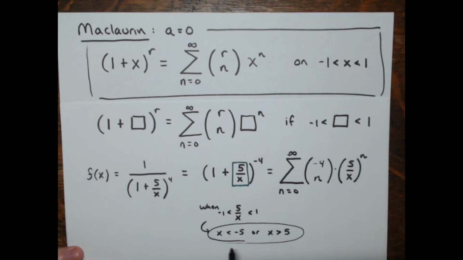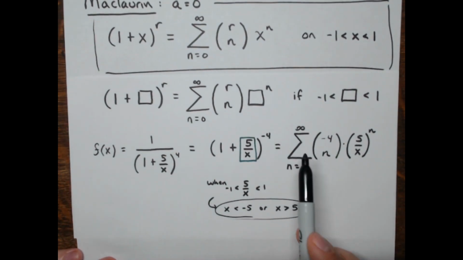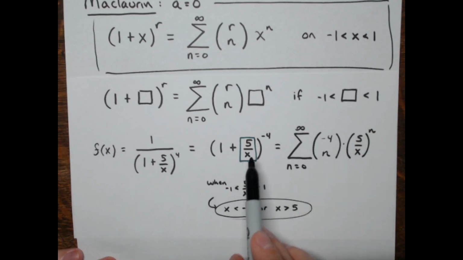So our interval of convergence is actually a split interval. Less than -5 or greater than 5 is the interval of convergence here. Well, anyway, there's our series for this function. And we're only asked to write out the first 4 non-zero terms.